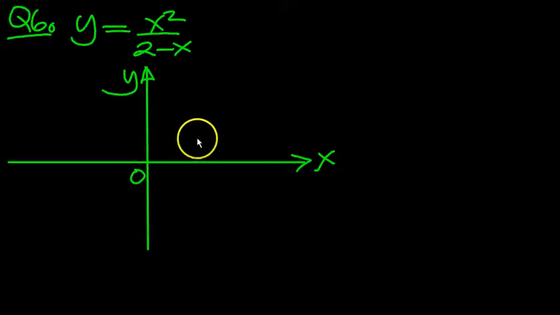y equals x squared over 2 minus x. Let's have a little look at this one. It's a top-heavy rational function, isn't it? So we need to do some division to have a better look at this. So let's just do the division down here, bit of room.